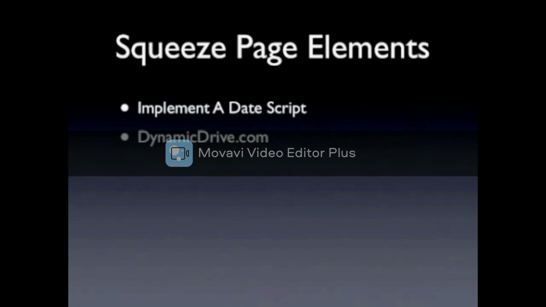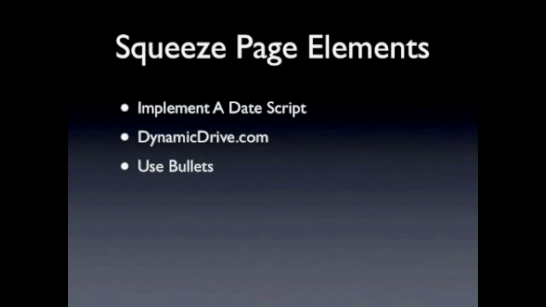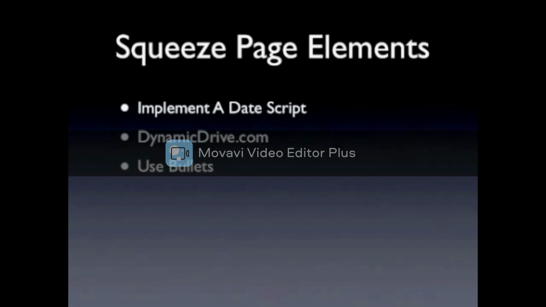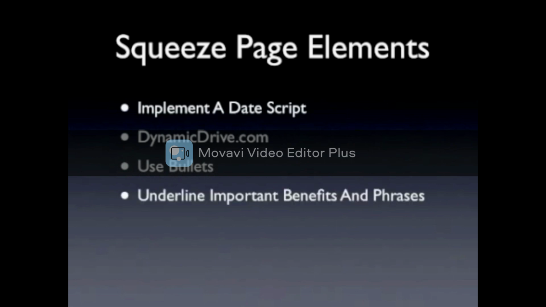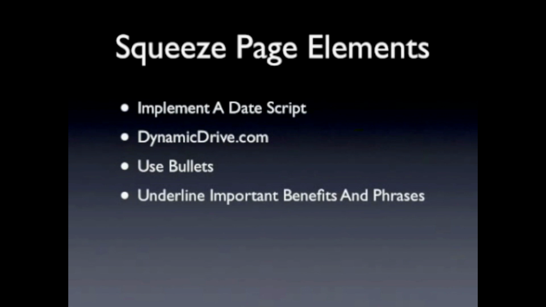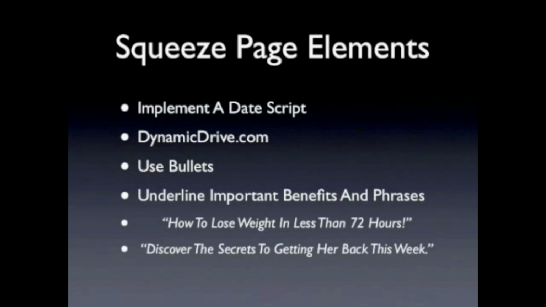Using bullets to emphasize key features and benefits is a common method of drafting an effective and compelling squeeze page, and it helps break down the information into small bits that are easier for the reader to digest and understand, so consider using them when designing your landing page. You should also consider underlining important benefits and action phrases such as: how to lose weight in less than 72 hours. Discover the secrets to getting her back this week.